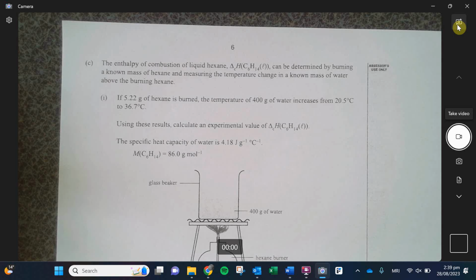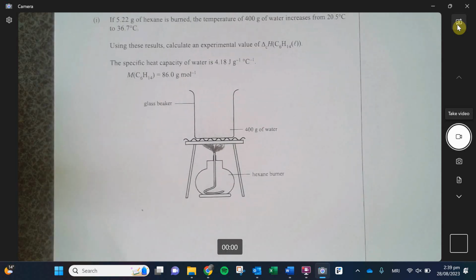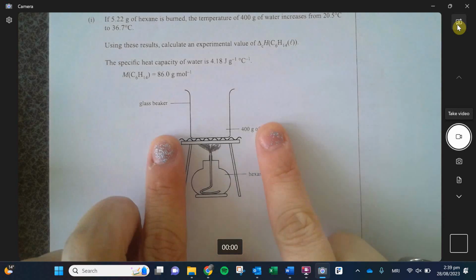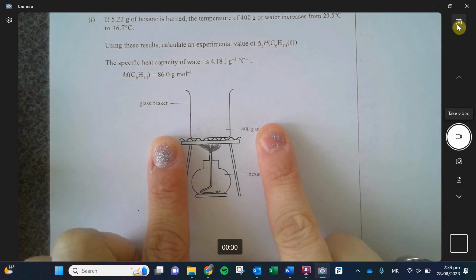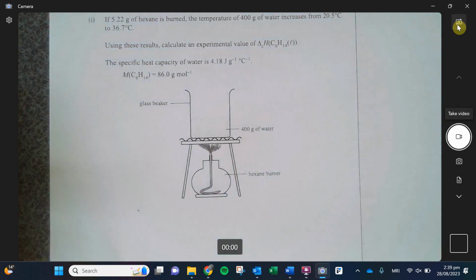The first format is the one that I'm providing for you guys today. It is they are burning fuel and they are measuring the temperature change of the water. That is the first version. The second version that they can ask you is they can ask you to mix 2 solutions together and measure the temperature change. So that's version number 2. And version number 3 is you have some water and you are dissolving an ionic compound usually into it. And again, measuring the temperature change. Like I said, 3 different versions.